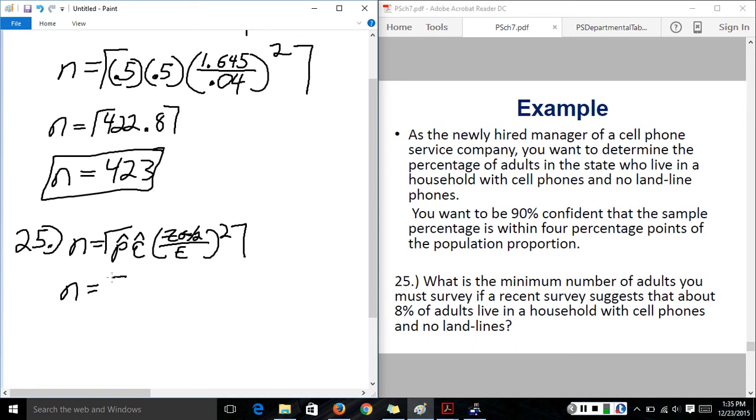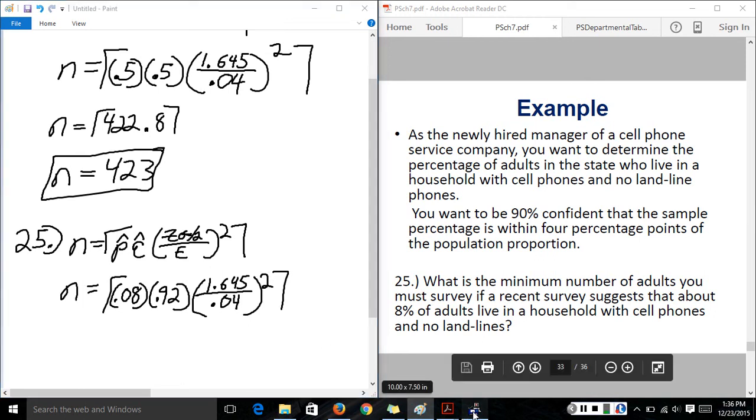When we go to put p hat in, now we have somewhere to start. 8% of adults live in a household with cell phones and no landlines, we think. Or we could treat that as p hat, our starting point. So 0.08 would be p hat. Q hat is 1 minus 0.08, that would be 0.92. Z sub alpha over 2, still 1.645 because we still want a 90% confidence interval. And the margin of error hasn't changed either. So all that is the same as it was.